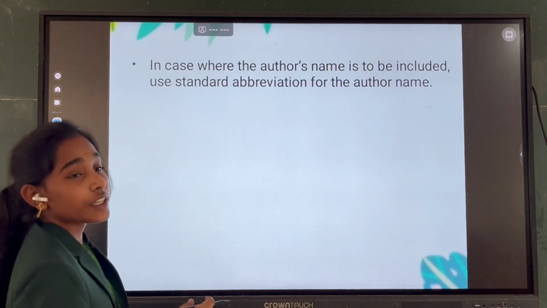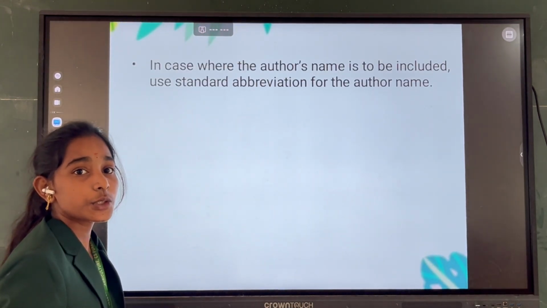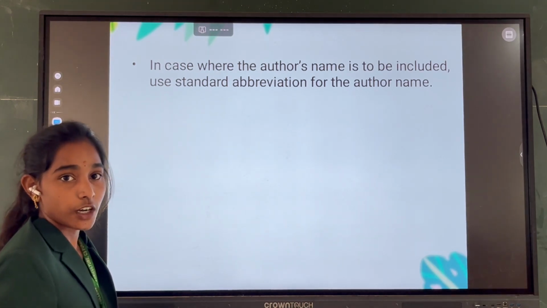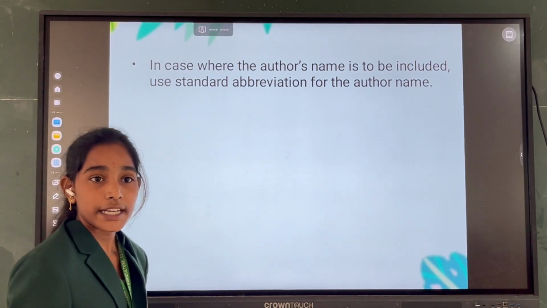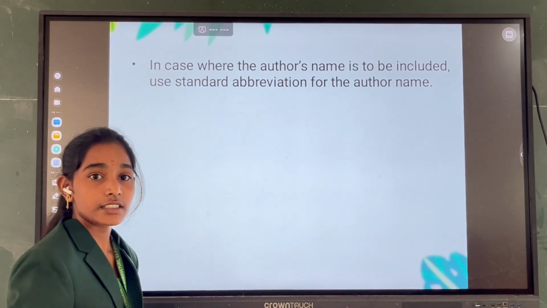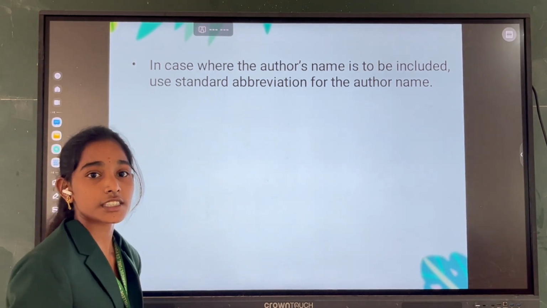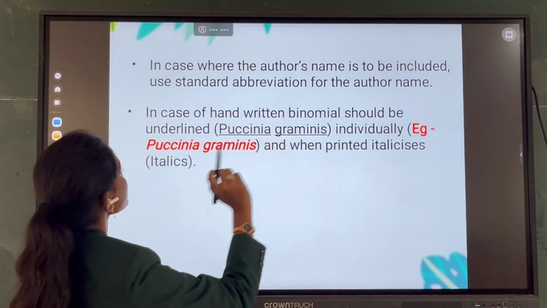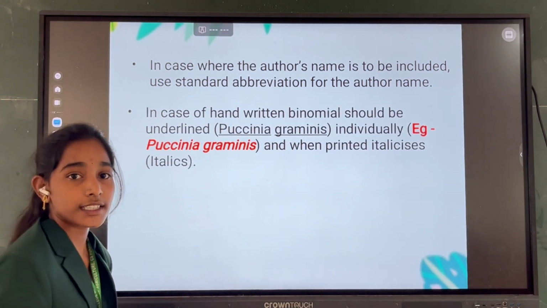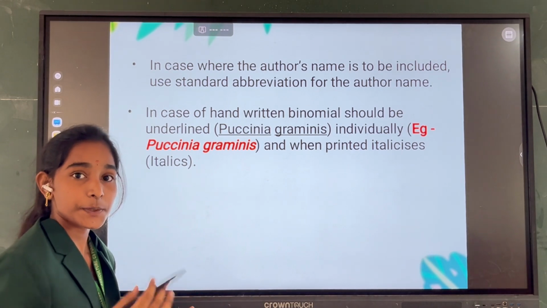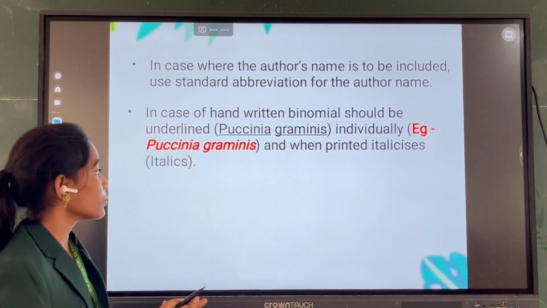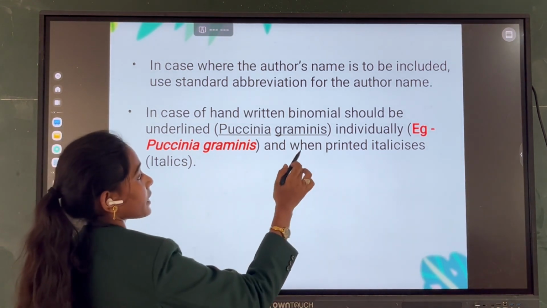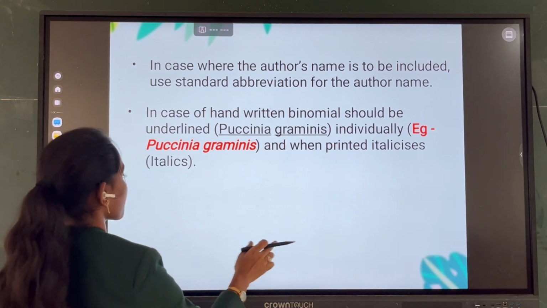Where the author name is included, we should give standard abbreviations to the author name. For example, Anton de Bary and Atkinson as Atk. We just provide shortcuts to the author name. Binomials, when handwritten, should be underlined, meaning the genus and species names should be underlined individually. And when printed, they should be in italics.